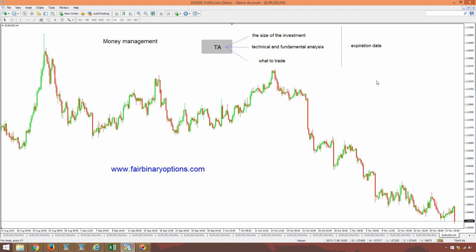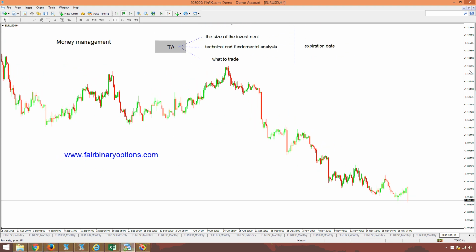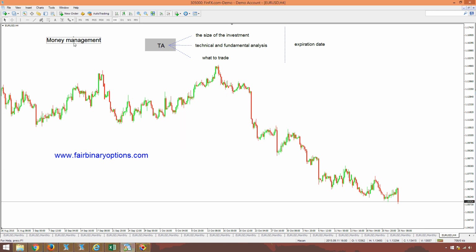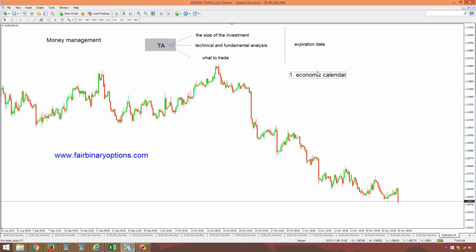Now, what's the first thing to start? In order to make a sound money management plan, the first thing to do, number one, it all goes with the economic calendar. The economic calendar is recommended to be consulted over the weekend. So on Saturday or on Sunday, what I will do is look at the economic calendar for the week in front of you.